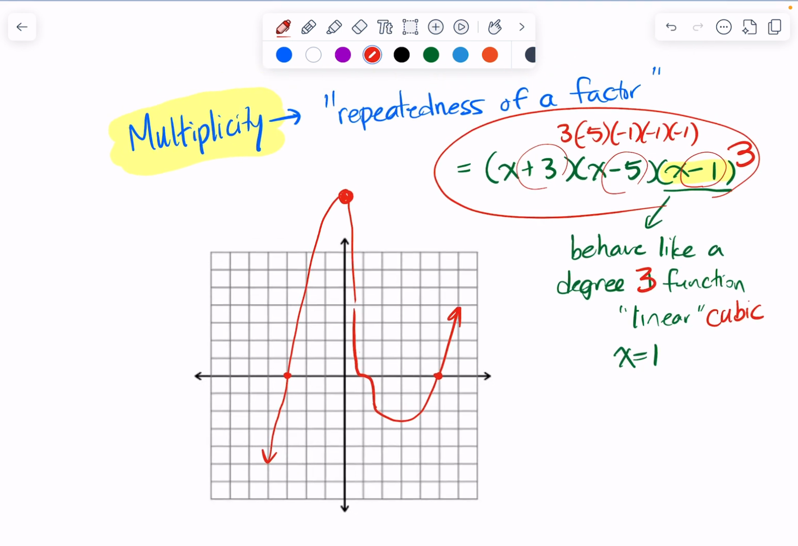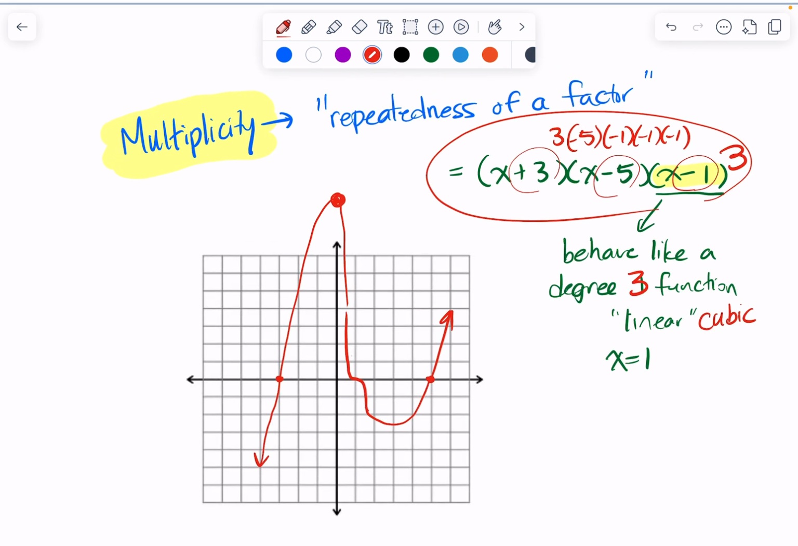And that's the idea of multiplicity: as your factors, as your roots get repeated, the general shape of the line as it passes through the root or bounces off the root behaves as you would expect with that degree function, in the same shape of that degree function.